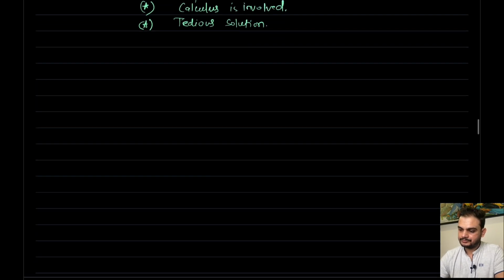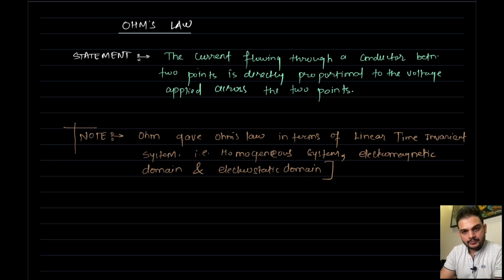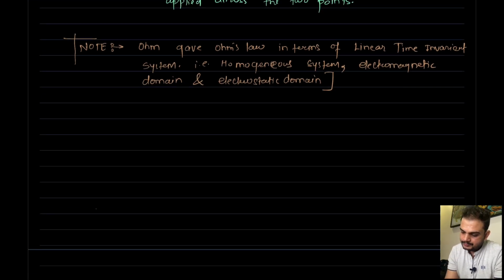Now let's talk about Ohm's law. The statement is given here. As per the statement, the current flowing through a conductor between the two points is directly proportional to the voltage applied across the two points. What is it saying? The current flowing through my conductor is directly proportional to the voltage applied across that conductor. That is nothing but the statement of Ohm's law.